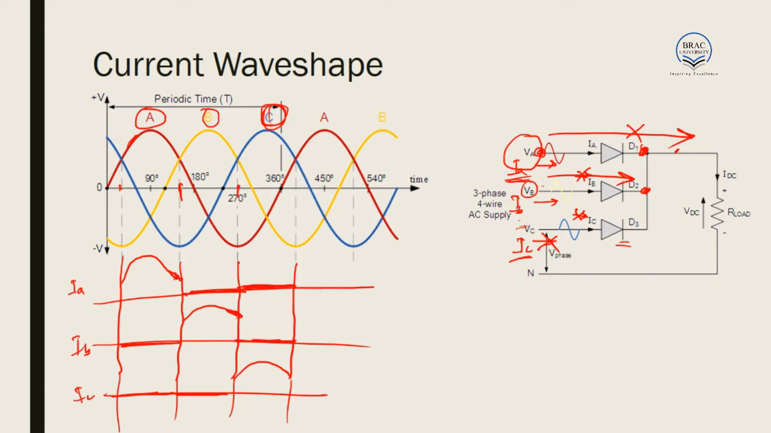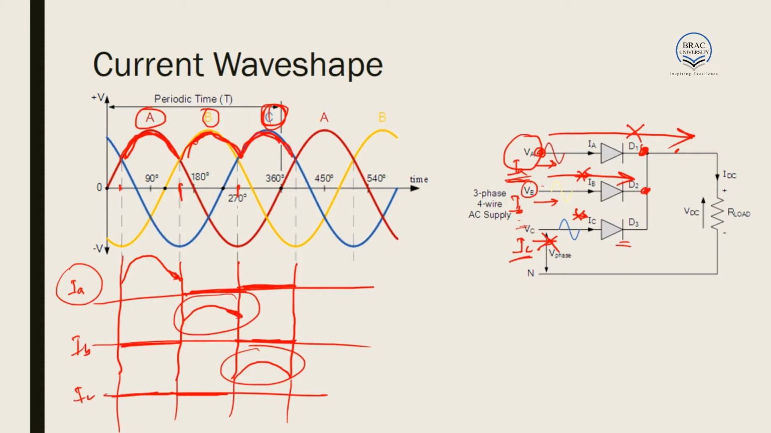For 120 degrees, IA will have current and IB, IC will be 0. For the next 120 degrees, IB, that is phase B, will be supplying the current, and for the next 120 degrees, phase C will be supplying the current. These will be the current waveshapes. I have drawn it like this in a rough way. The current waveshape will be similar to the voltage waveshapes, that is, similar to these.